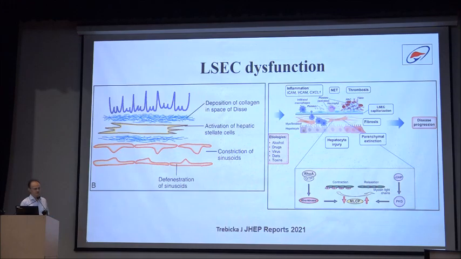There is defenestration of the sinusoids, as you can see here. There is activation of the stellate cells and deposition of collagen in the space of Disse. Whatever the etiology, whether it is alcohol, drugs or virus, and so on, the ultimate final common pathway is the increase in fibrosis in the hepatic sinusoids in the space of Disse. It happens because of increased inflammation, leading to the formation of neutrophil extracellular traps and microvascular thrombosis.